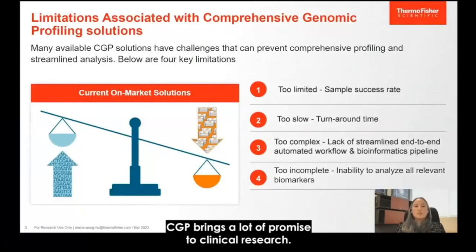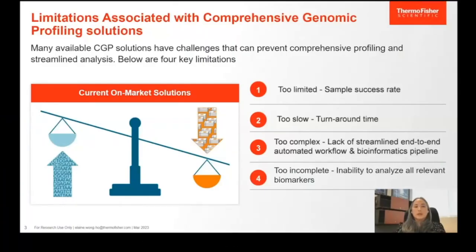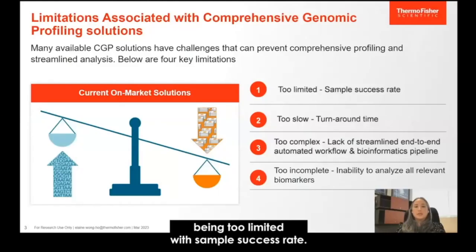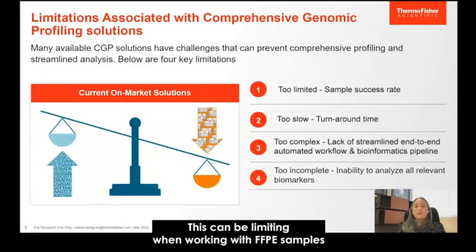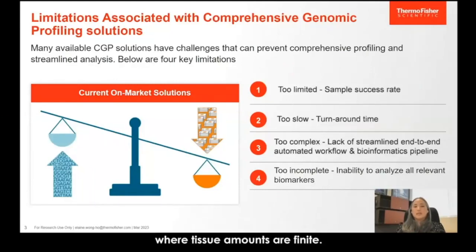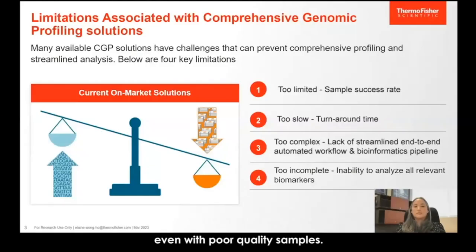CGP brings a lot of promise to clinical research, but many offerings have limitations or challenges that prevent broad implementation. These limitations include being too limited with sample success rate. Many other comprehensive genomic profiling solutions require more than 20 nanograms of FFPE sample. This can be limiting when working with FFPE samples where tissue amounts are finite. In addition, our AmpliSeq technology has been shown to have very high success rates, even with poor quality samples.